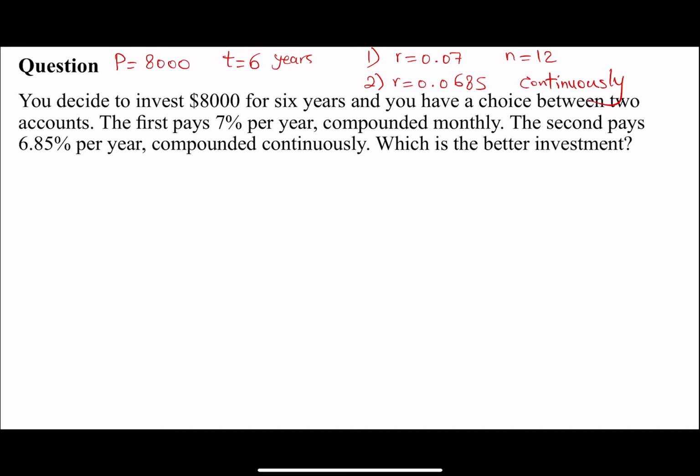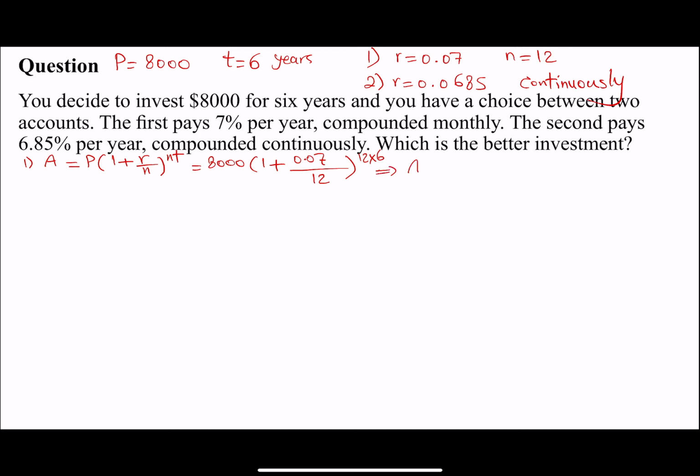So I find out the future value for both. The option that gives me a bigger future value is the better option. Just plug in the values. For option 1, I know that future value is principal times 1 plus r over n, to the power of nt. So future value is principal 8,000 times 1 plus r, which is 0.07, over n, which is 12, since it's compounded monthly, to the power of n, 12, times t, 6 years.